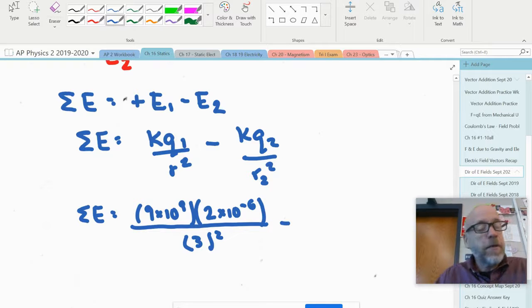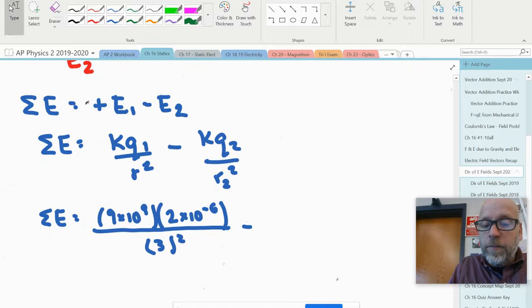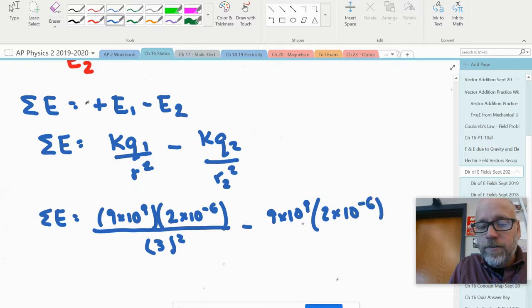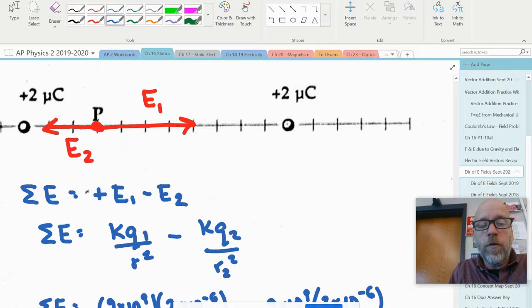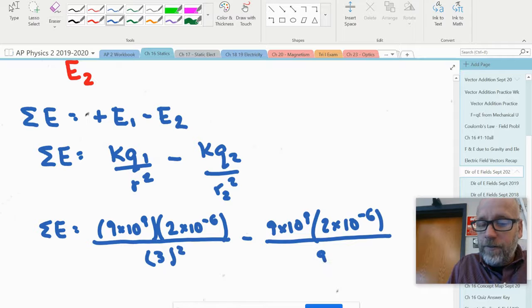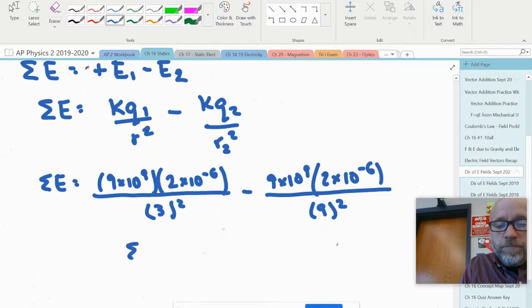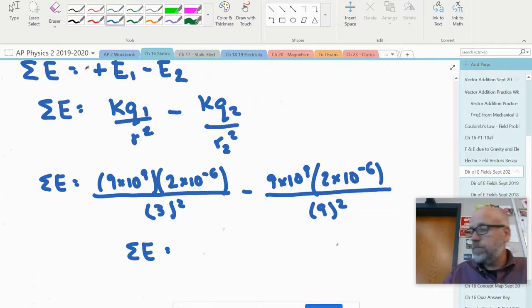Now, because the other vector is pointing to the left, it's going to be minus 9 times 10 to the 9th, 2 times 10 to the minus 6, divided by 1, 2, 3, 4, 5, 6, 7, 8, 9. Geez, it's like somebody figured out the numbers ahead of time. 9 squared. Now, could you take a moment, put your pen down, and plug it in?